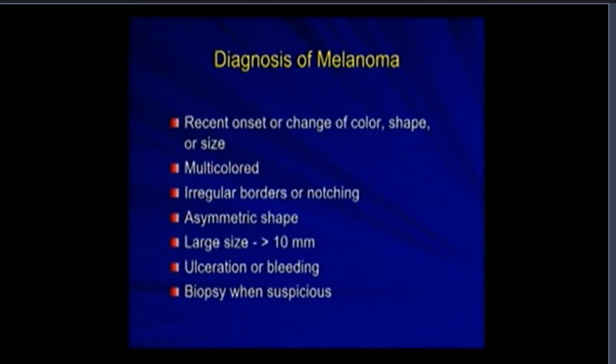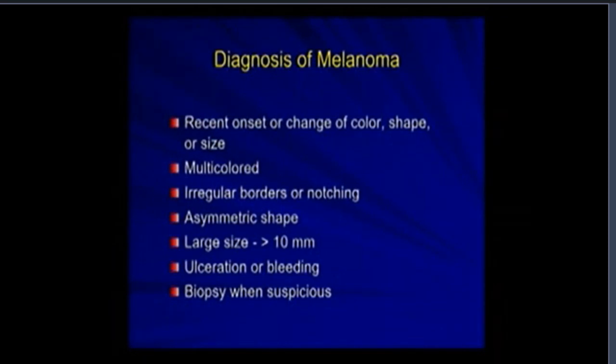Melanoma is the fourth malignant tumor that we're going to talk about. It's really not common in our area, but it's good to know when you have a patient from a different area coming for consultation. You recognize it by recent onset or change of the color, shape, or size of the pigmented lesion. Multicolored, meaning not a uniform color, irregular borders or notching, asymmetrical shape, large size giving more chance for melanoma, ulceration or bleeding, and again, biopsy whenever you are suspicious.